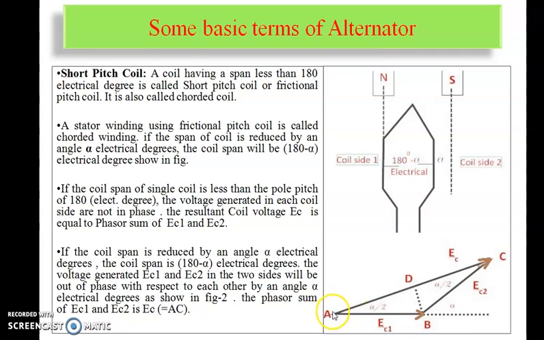Okay, phasor sum. So here EC1 and here EC2, and whatever this angle is, we call it alpha degree. It means the chording angle. Now the total EC, that is this plus this, the whole EC1 plus EC2 voltage, we call it the total EC, and we get it here as AC. That means the total EC is the phasor sum of EC1 and EC2. These parts are most importantly used in winding and design aspects of three-phase alternators.